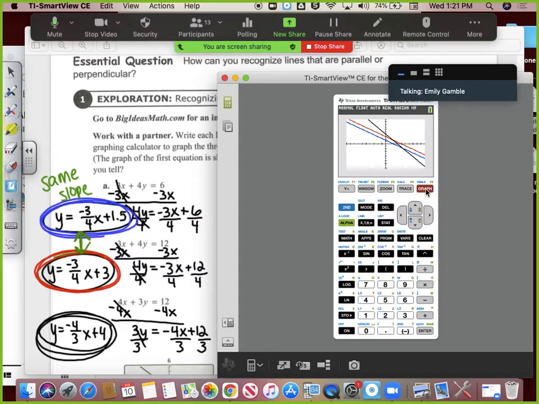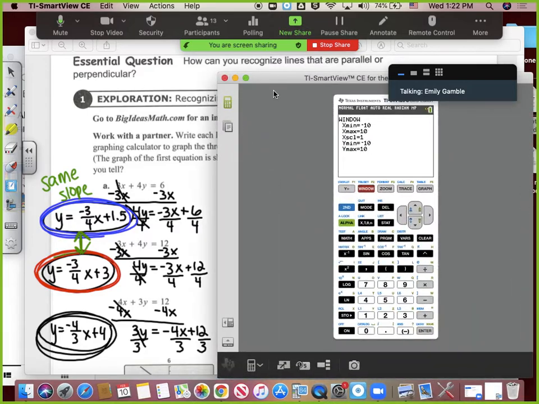Doesn't that make sense? If lines are supposed to be parallel, that means that they should be the same exact steepness. That's what slope does. It gives a steepness for the line. If they have the same steepness, then they won't ever cross. They won't ever intersect.